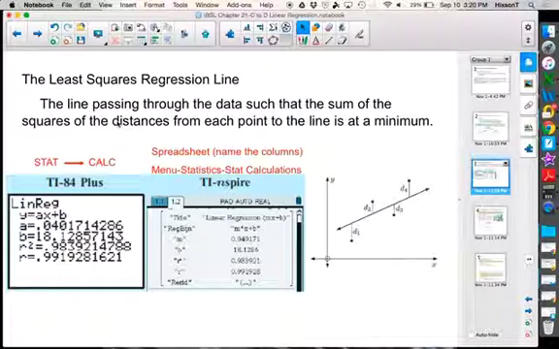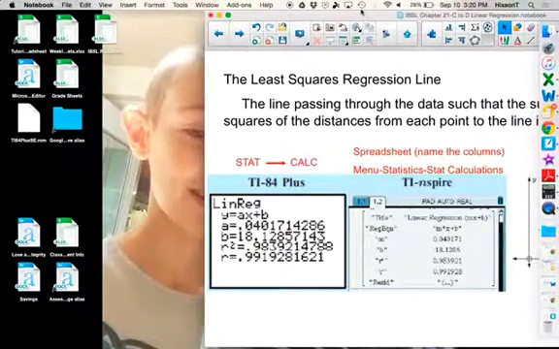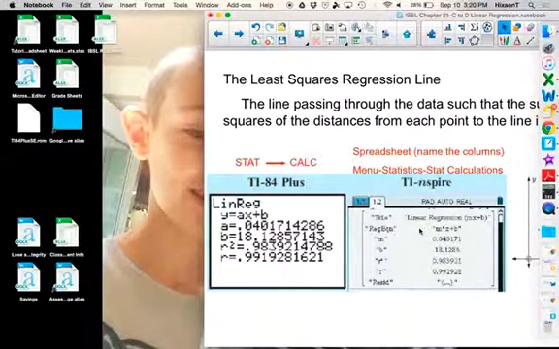Now, how many of you have the 83 or 84? Okay, most of you. And let's see, a couple of you had the Nspire. All right. On the Nspire, what you want to do is go to your spreadsheets. You'll type the data into 2 columns.